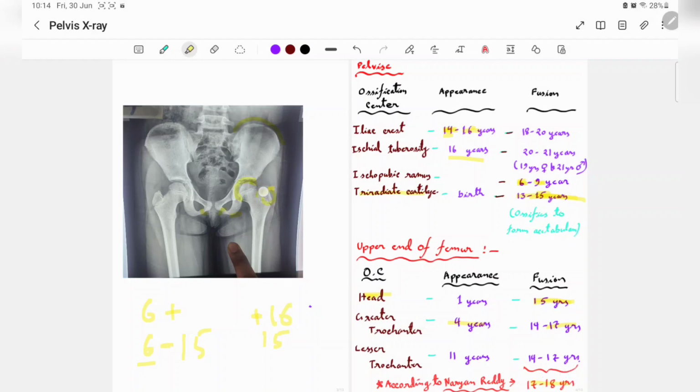So the greater trochanter appears, but is not fused, so he is also less than 17 years. The lesser trochanter you cannot see properly, but it seems to have appeared here, though you cannot say for certain. So it is best to say he or she is 6 to 15 years of age.